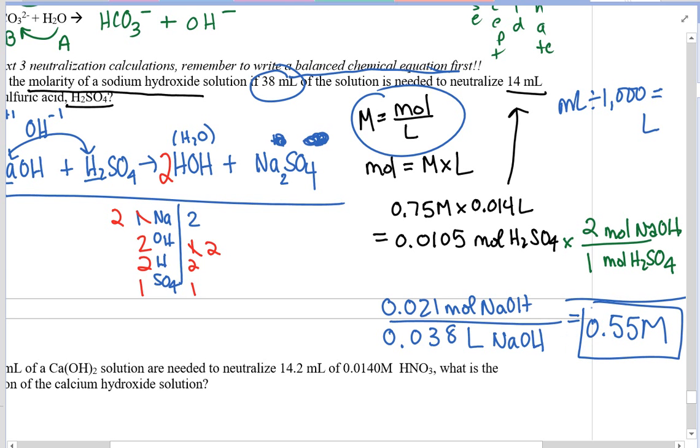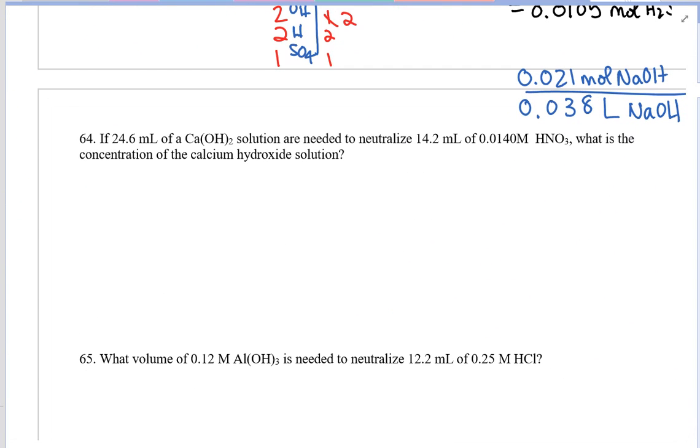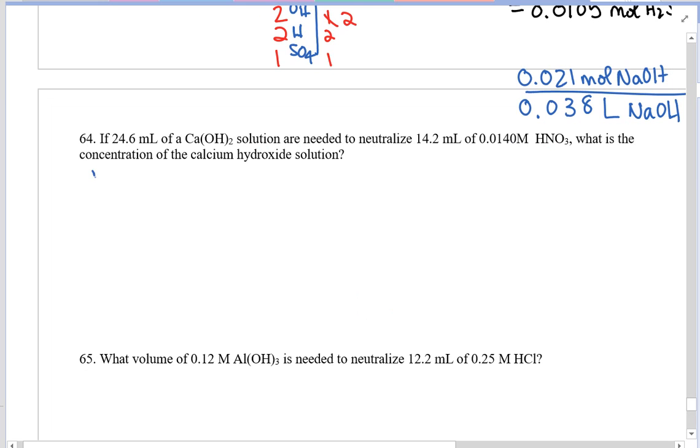Okay, let's try one more here. So I've got calcium hydroxide, and HNO3. So first step, like before, is to write out a balanced chemical equation. Whoops, I wrote H twice. Okay, so the first elements are going to switch places with each other.